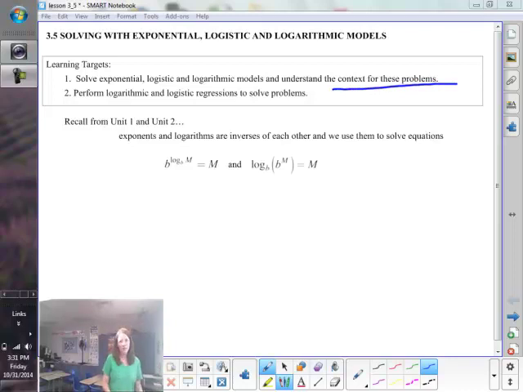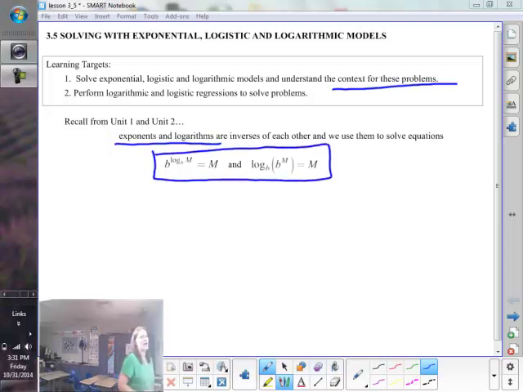Couple of things to remember from Unit 1 and Unit 2. Exponents and logarithms are inverses of each other. That means they undo each other. So if I have something with an x in the exponent, to undo it, I'm going to use a logarithm and vice versa. So you might want to keep these couple of properties in mind as we go through this.